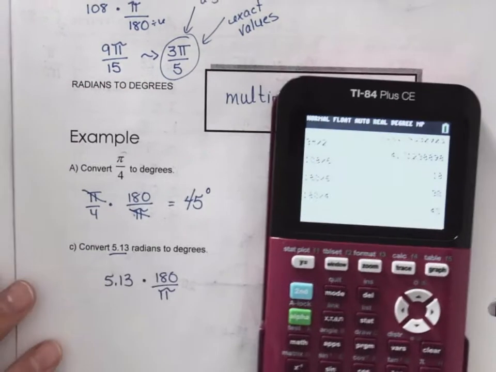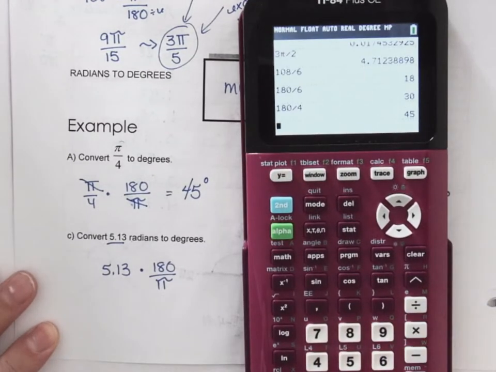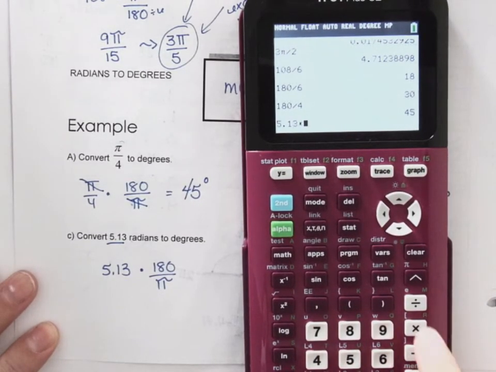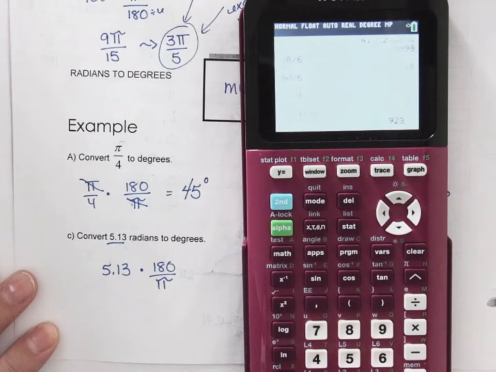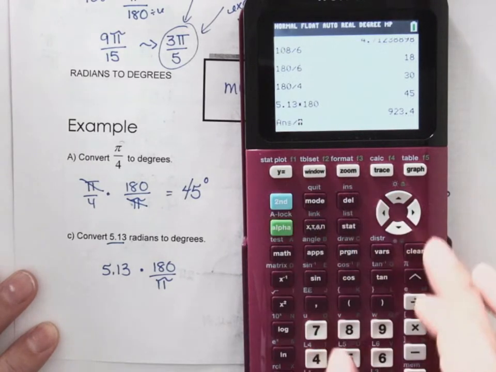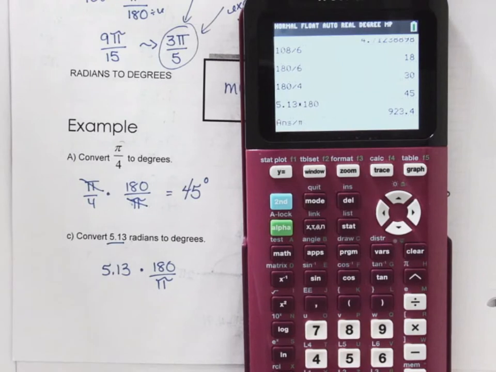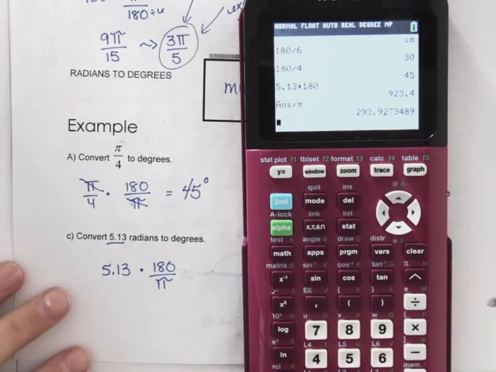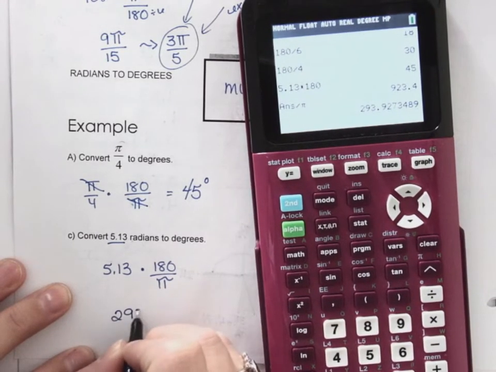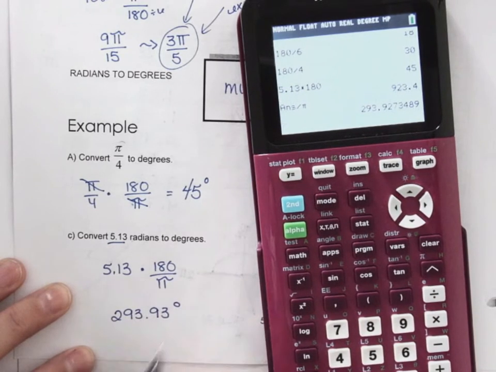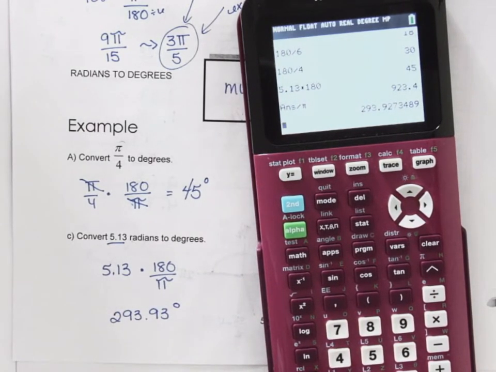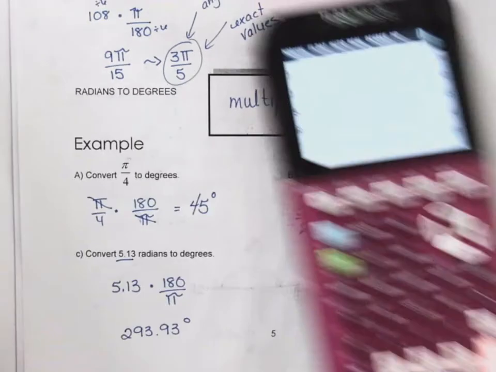So in my handy dandy calculator, I'm just gonna go 5.13 times 180 gives me that, divide by pi, and you should always be using the pi button in your calculator. You shouldn't be using 3.14, okay? You should be using the pi button. And so that's gonna be 293.93 degrees. We do not do sig figs. Xander is not gonna need to cry today.